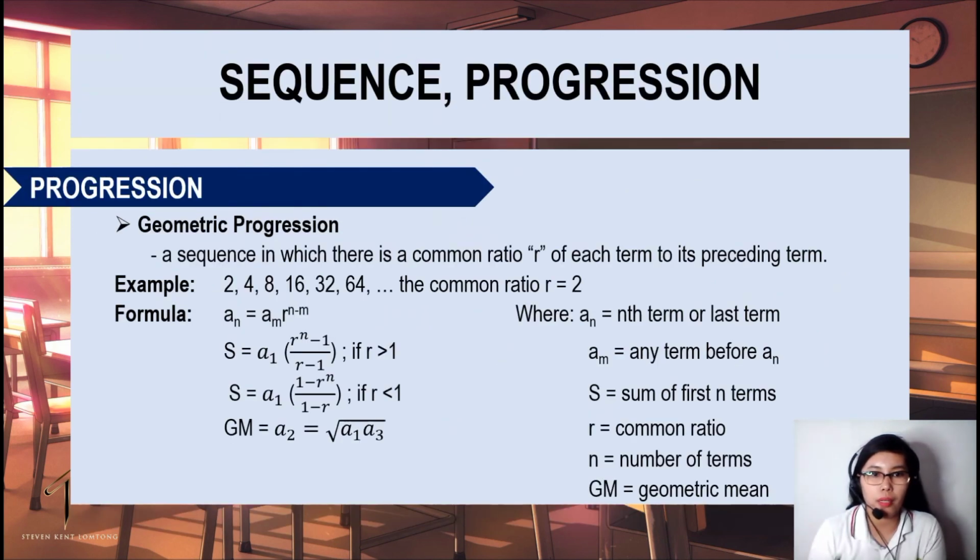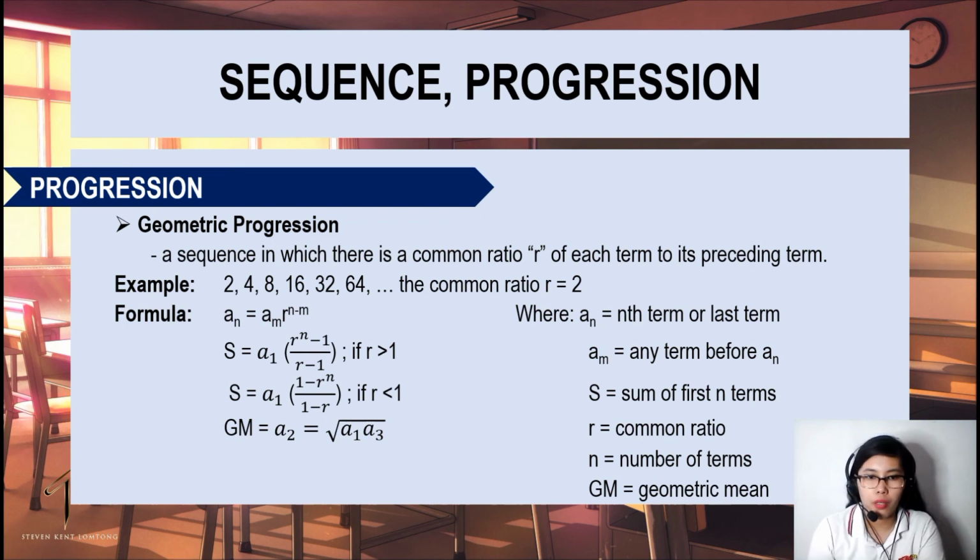Next, we also have geometric progression, a sequence in which there is a common ratio of each term to its preceding term. So, in arithmetic, there is a common difference. For geometric progression, we have a common ratio. Example, we have 2, 4, 8, 16, 32, 64. The common ratio is equal to 2.